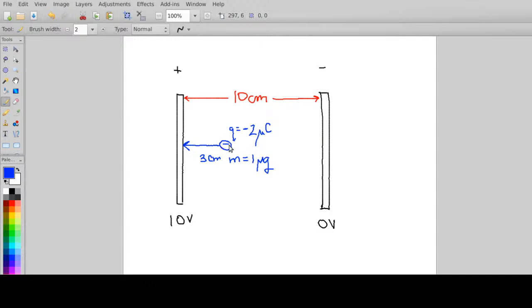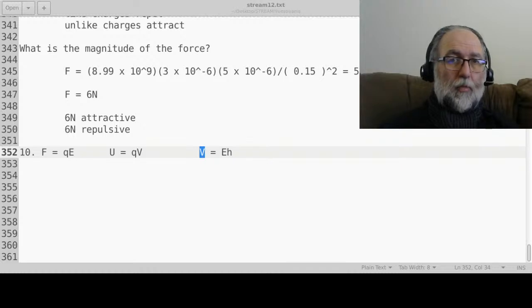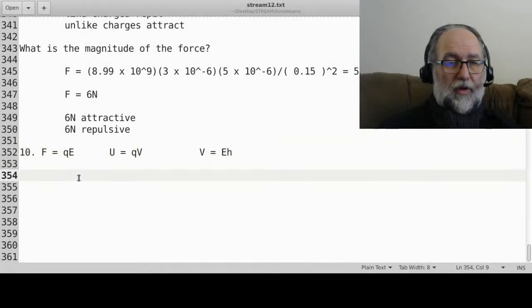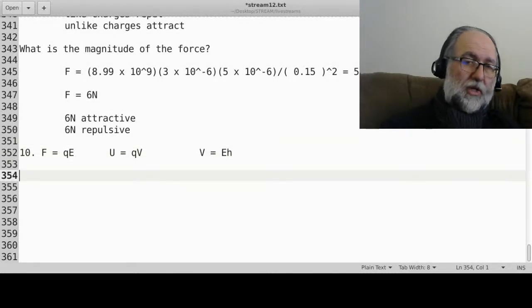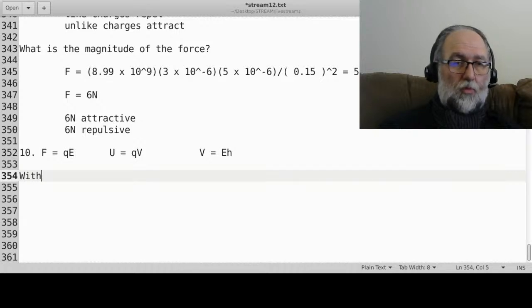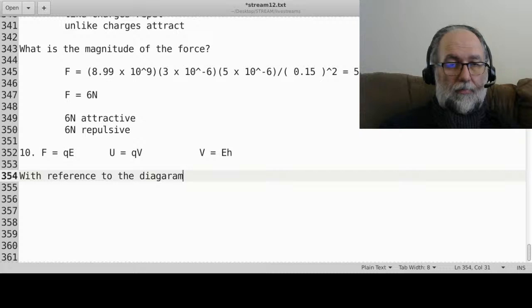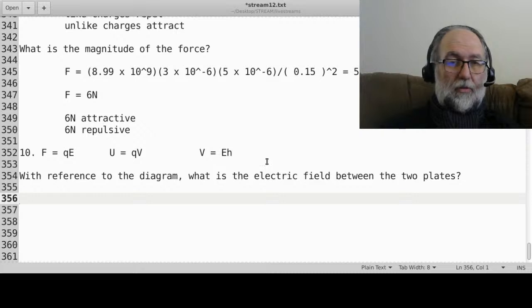So when I let go, what's it going to do? It's going to fall towards that positive plate. It's going to be attracted towards that positive plate, and it's going to hit it. Okay, so there's our situation, and now let me ask some questions about that. All right, so the first question is, with reference to the diagram, what is the electric field between the two plates? Okay, so what's the electric field between the two plates?